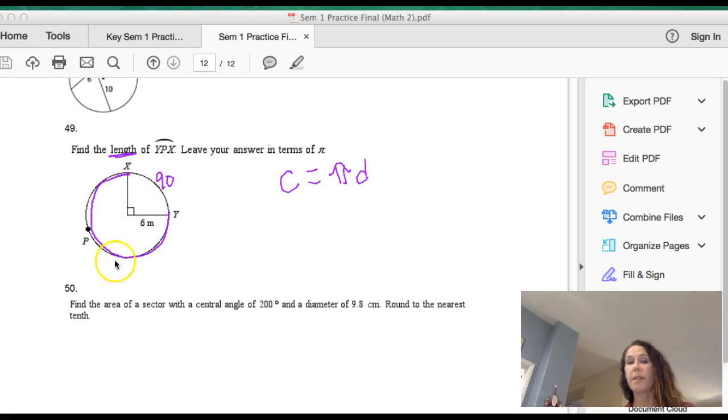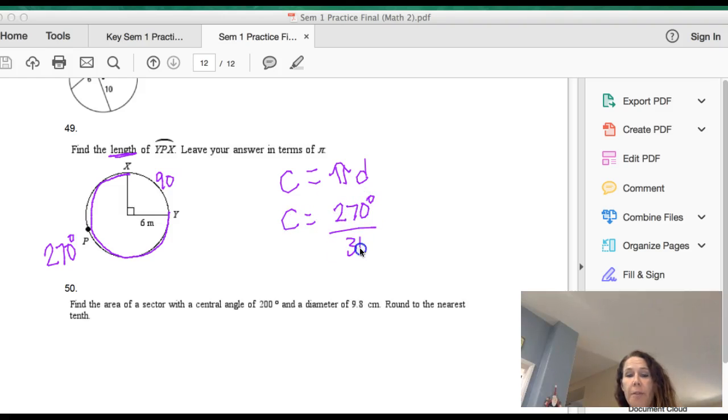So we have 360 around. That leaves us 270 for our arc here, right? And that's what we want. So we want 270 out of 360. It's basically going to be 3/4 of it. So the circumference is going to be a piece. It'll be 270 out of 360 times pi times the diameter. Now we have the radius at 6, so the diameter would be 6 times 2, or 12.